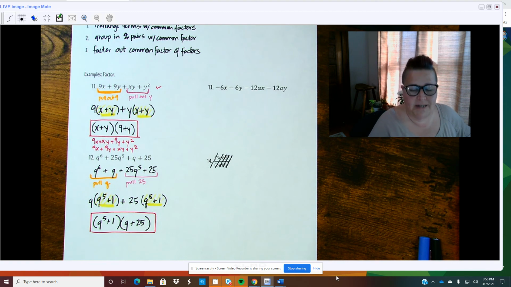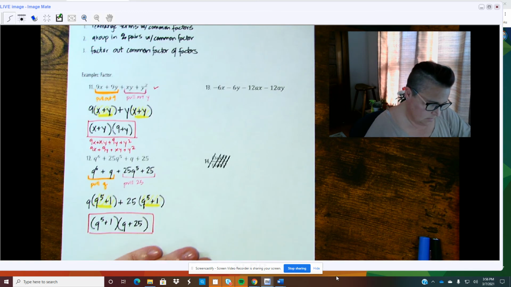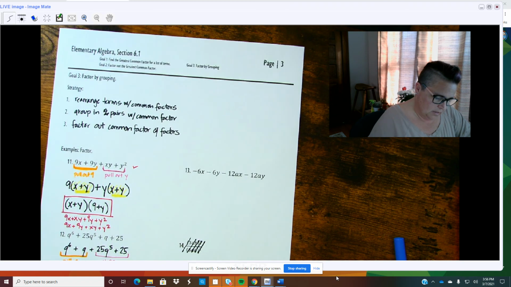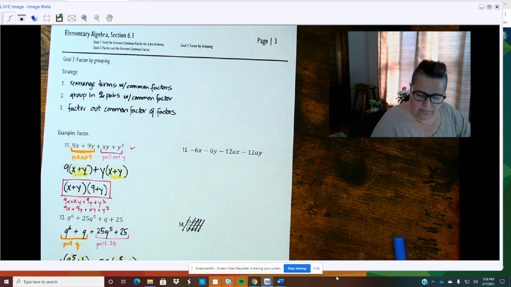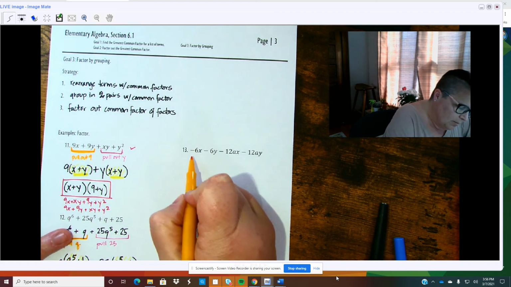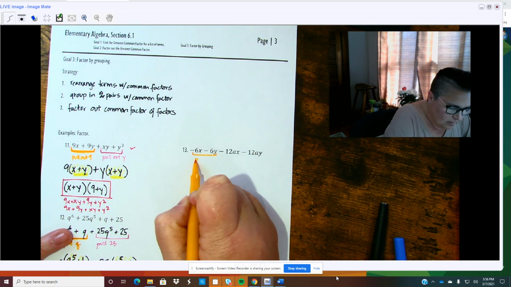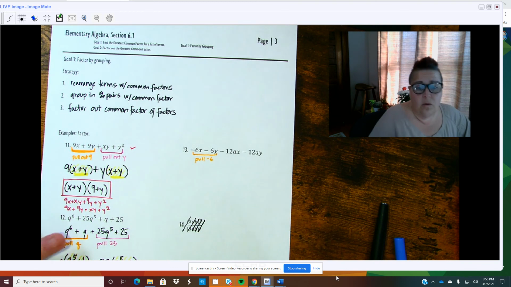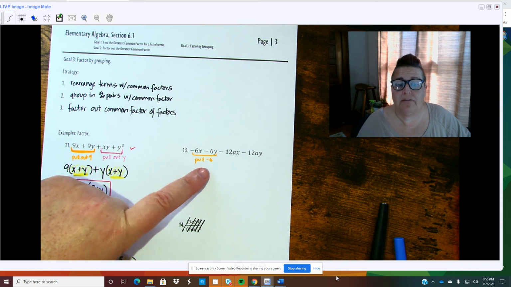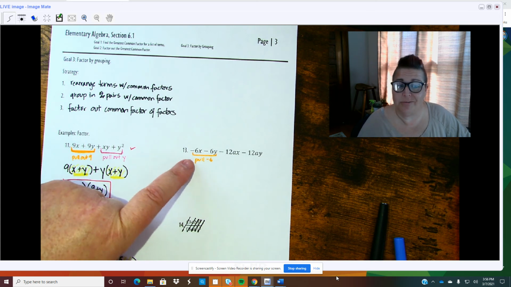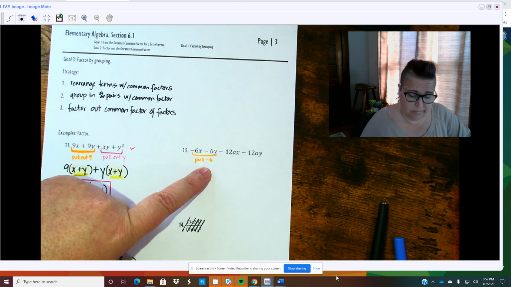Okay, but what if there's negatives? No worries. No worries. Okay, so this one is set nicely. I can see that from the first grouping right here, I'm going to pull a -6. Why a -6? Because it's leading with a negative. When it leads with a negative, I pull a negative, right? I'm not saying you have to. I'm saying it's good practice. Lead with a negative, pull a negative, all right?